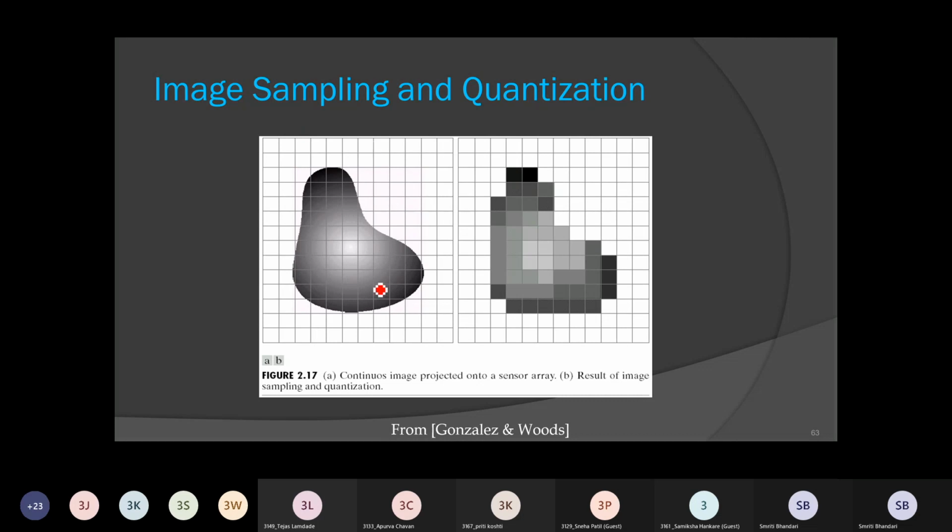Digital images are actually formed using these two techniques, so sampling and quantization are really very important. This is my original image, and after digitization, I'll be having such an image. You may see that there is some loss of information whenever the analog image gets converted into digital form. Any doubts so far?